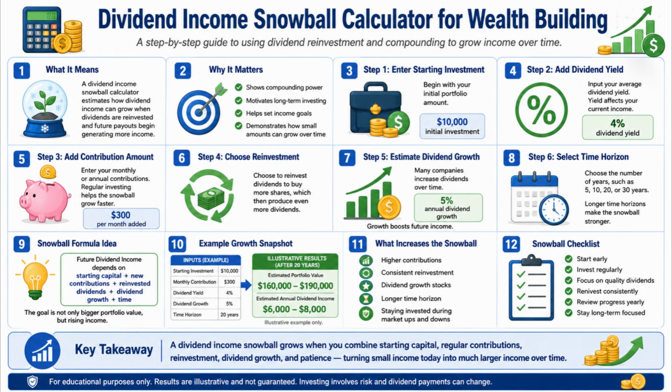In this illustrative example, the estimated portfolio value may grow to around $160,000 to $190,000, while estimated annual dividend income may reach around $6,000 to $8,000. This shows how even modest numbers can grow substantially with time and discipline.